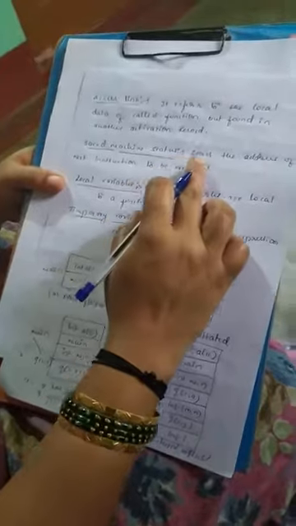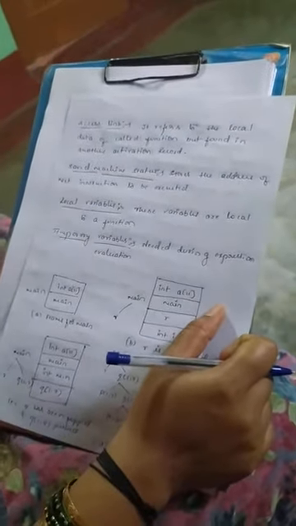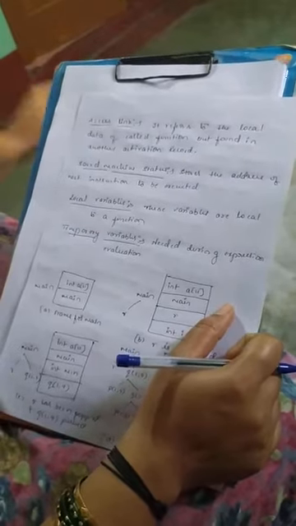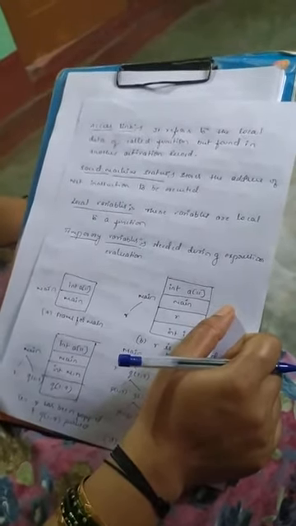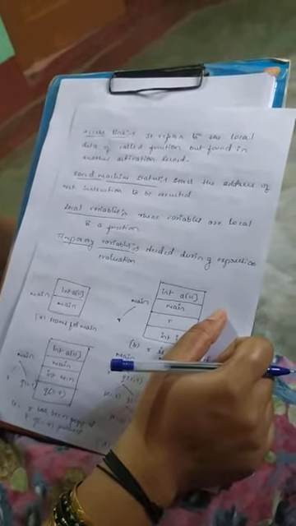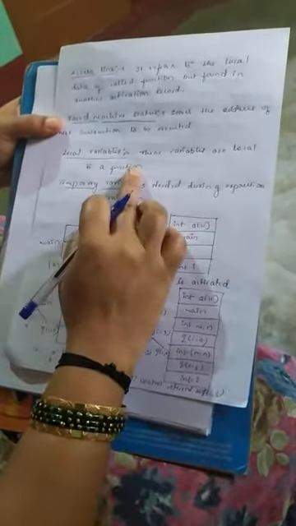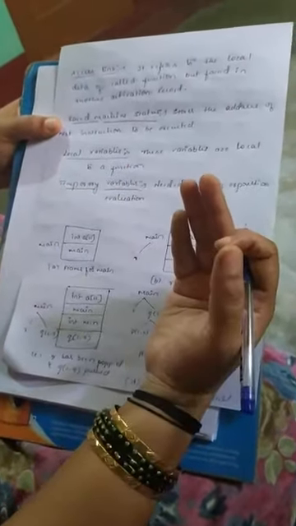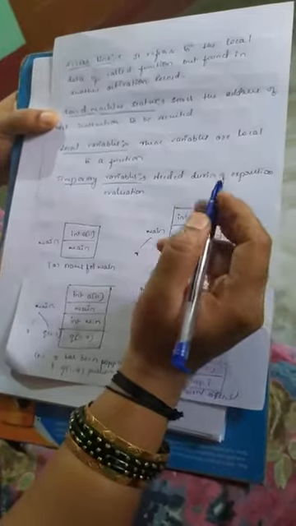Saved machine status stores the address of the next instruction to be executed. You know that very well. When you execute an instruction, automatically the next instruction will be executed, and that instruction address will be stored automatically. When it comes to the local variable, these variables are local to a function, which means you know what a local variable is and what a global variable is. The temporary variable is needed during expression evaluation.